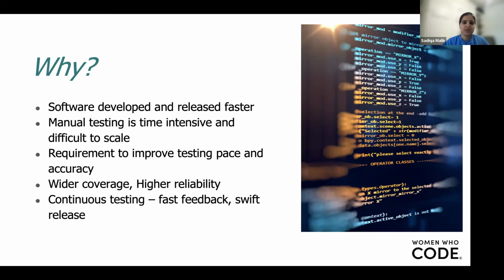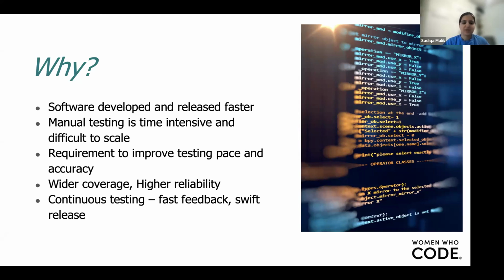And as humans, we tend to miss certain things when we are repeating the same task. So it is possible that we might miss some critical bugs, which could leak into production. So that is another disadvantage of manual testing. There is a constant need to improve the testing pace and also the accuracy of testing results, right? So this is where automation helps us.